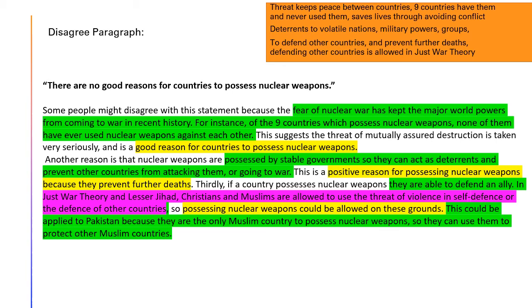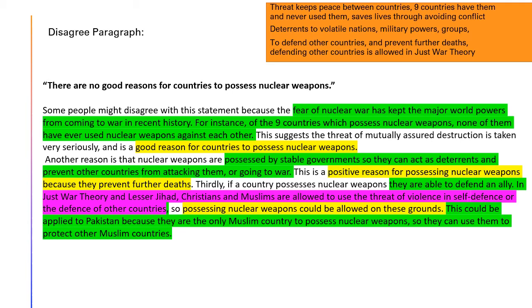Second point. Another reason is that nuclear weapons are possessed by stable governments, so they can act as a deterrent and prevent other countries from attacking them or going to war. This is a positive reason for possessing nuclear weapons because they prevent further deaths. And you can see in that sentence, I have used the word positive and possessing nuclear weapons, which links back to the question nicely.